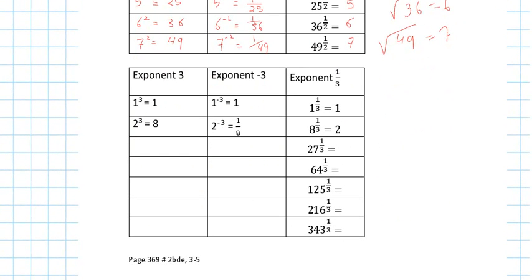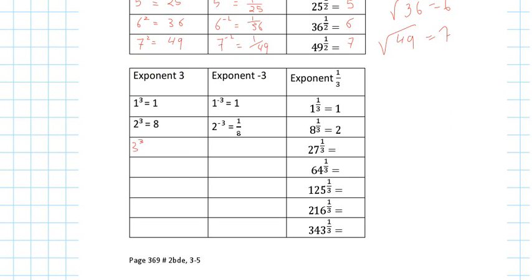Now we're going to change our exponent a little bit. Okay? So our exponent is 3, negative 3, and 1/3. If I do 3 to the power of 3, I'm going to get 27. 4 to the power of 3 is 64. 5 to the power of 3, 125. 6 to the power of 3, 216. 7 to the power of 3, 343.